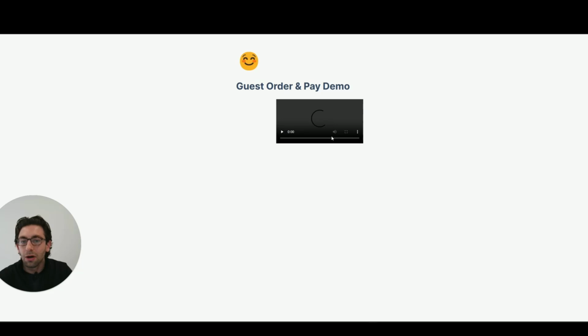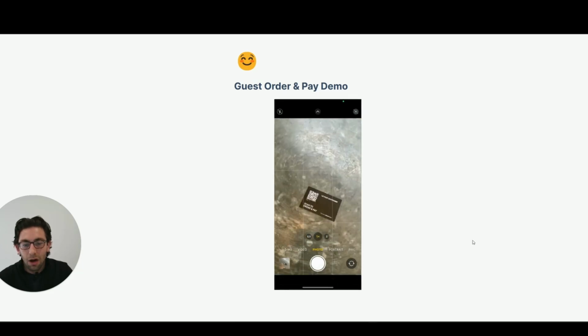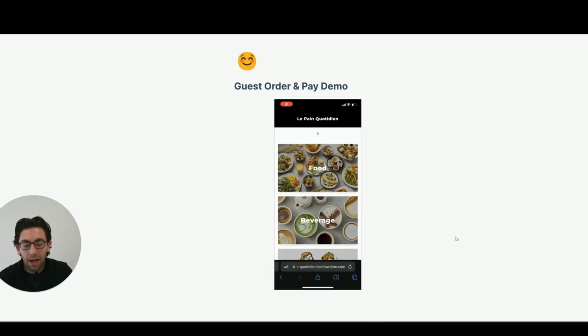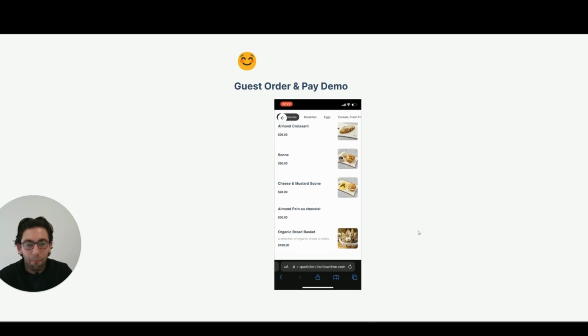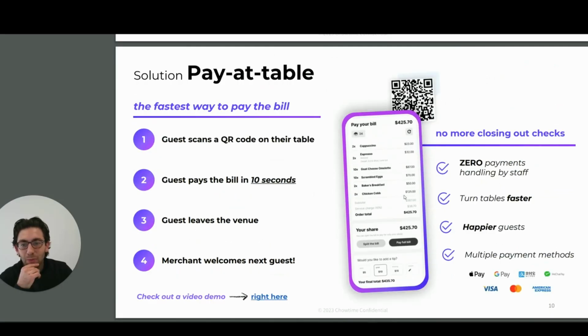So if I click on this video demo, you can just see this video of the solution working. There's no ambiguity about how it works. It's just a menu app where someone can place their order and pay. Same thing for this pay at table solution.